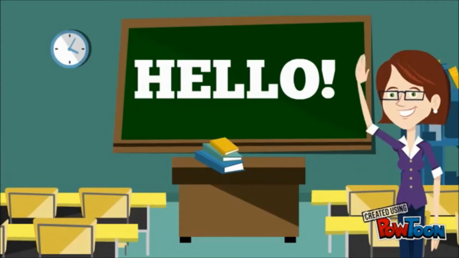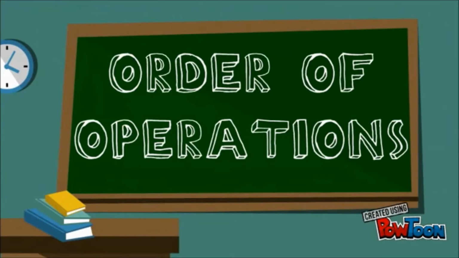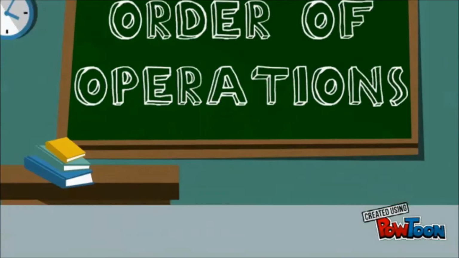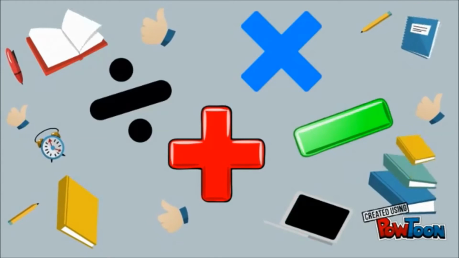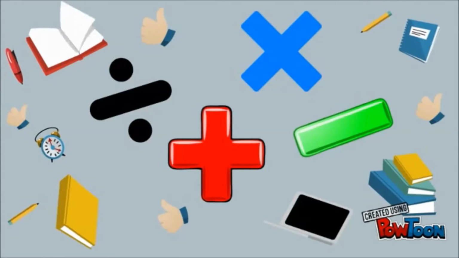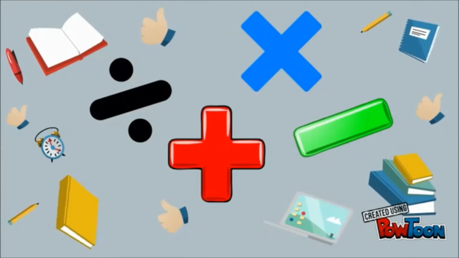Now, you're going to learn one of the most important rules in math, and that is called order of operations. When solving a math expression involving more than one operation, we must follow the order of operations to ensure that any other individual doing the same problem will come up with the exact same answer.